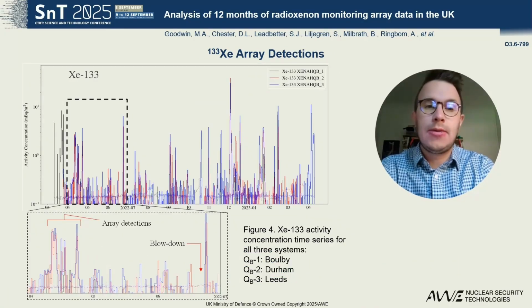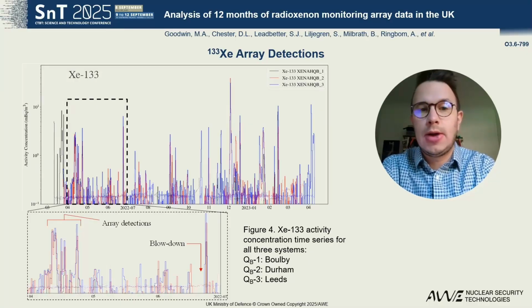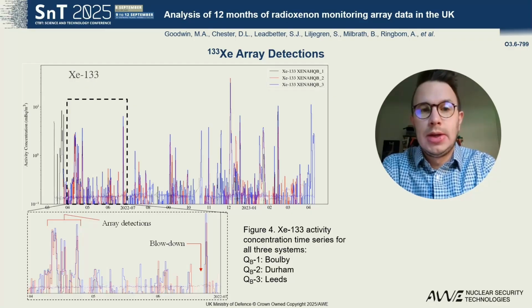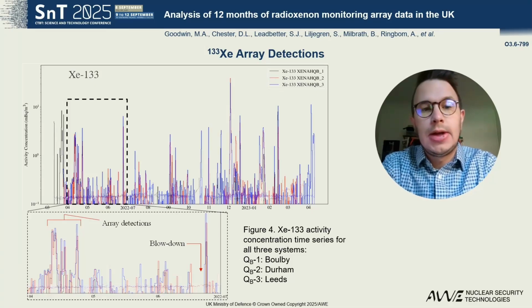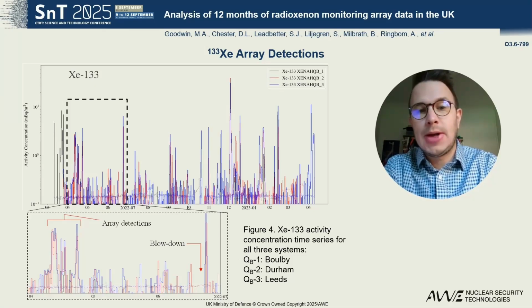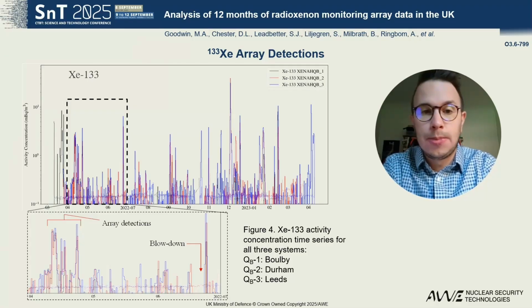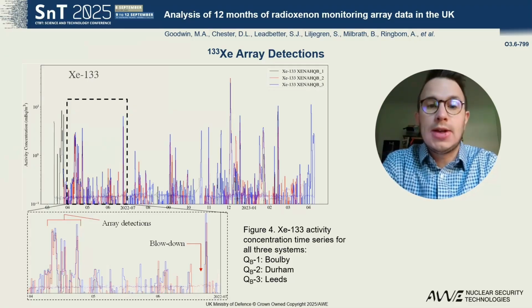So here are some of the data from the array. The figure shows Xenon 133 activity concentrations with time. As you zoom in, you can see that for each of the individual elements of the array, or stations on the array, you can see where plumes are passing over not just a single sensor, but the array as a whole. So we consider these to be array detections.